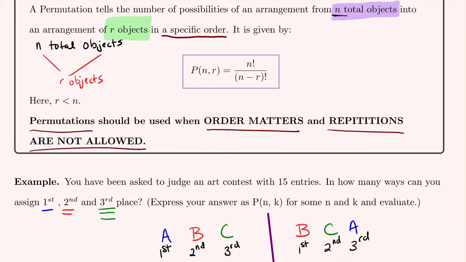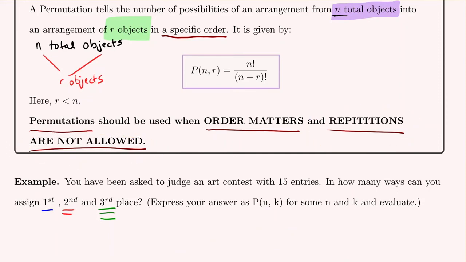Similarly, this example helps us see why repetitions are not allowed. If I had A, that would mean A as an artwork got first place, second place, and third place, which just isn't possible. Something needs to hold first place, something needs to hold second, something needs to hold third. The ranking makes it where you can't choose the same piece of art for all 3 awards. So that's an example why repetitions are not allowed. So we know why order matters. We know why repetitions are not allowed.